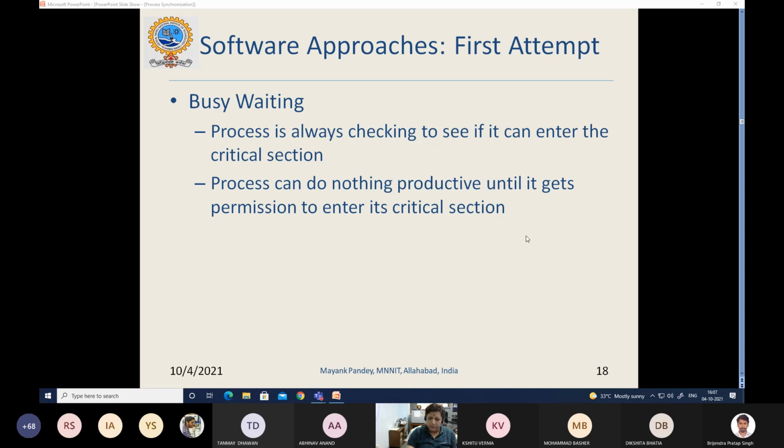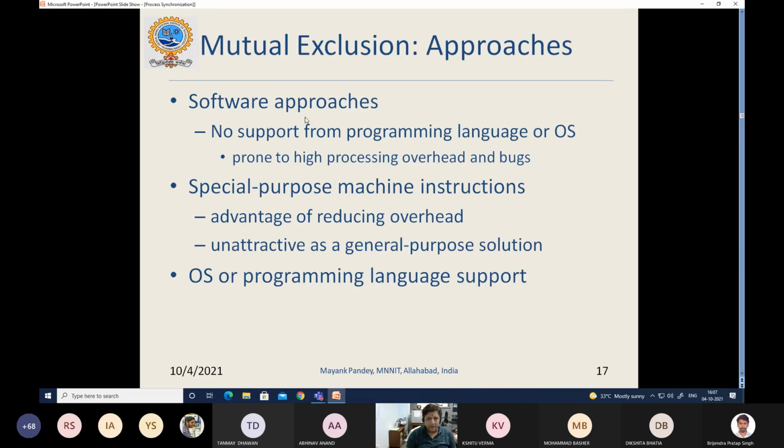Okay. So as we have discussed, there are three approaches for enforcing mutual exclusion, and these three approaches are termed as software approaches, special purpose machine instruction, where some hardware support is there, and then finally operating system or programming language support. And we'll pick each and every approach in detail, and let's see what are the pros and cons of each and every approach.